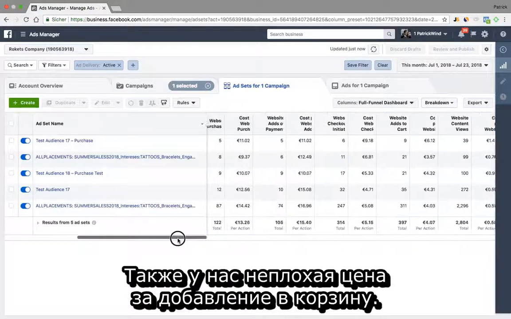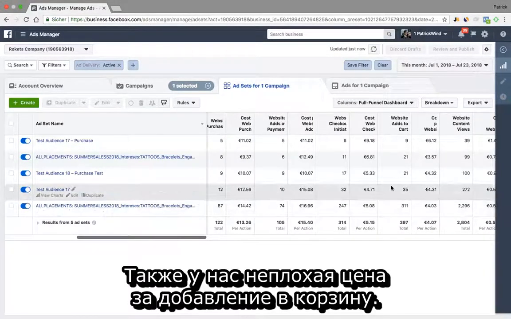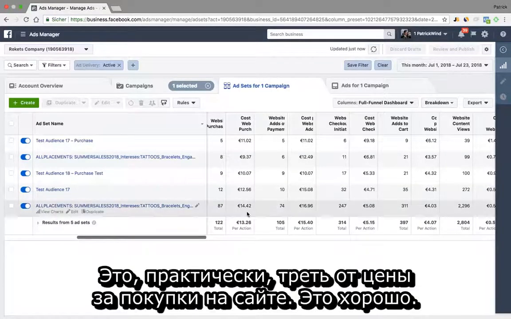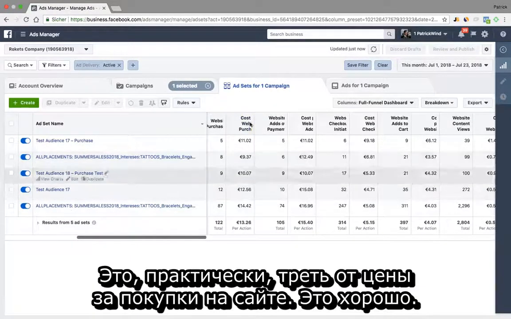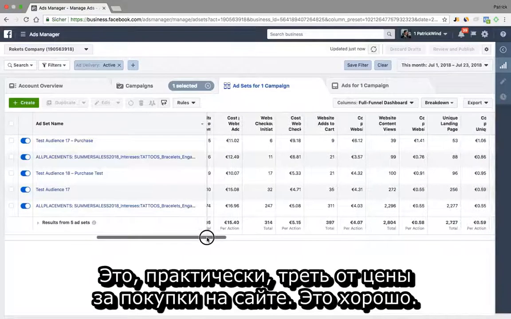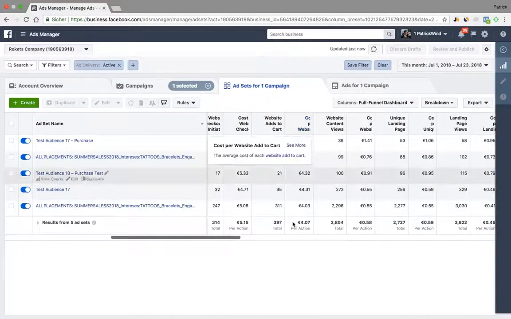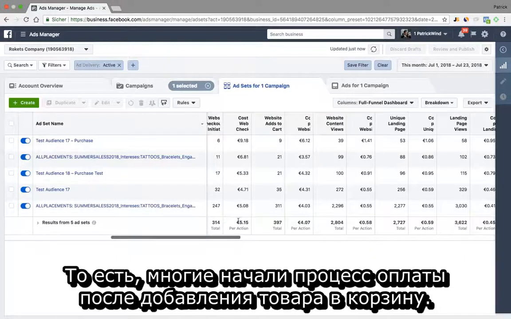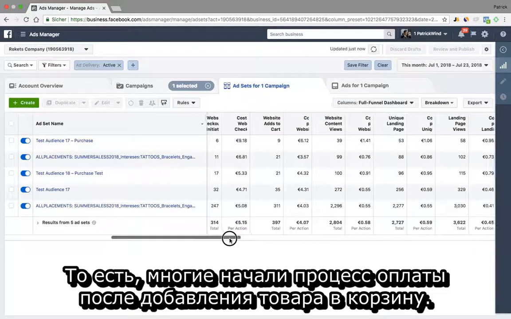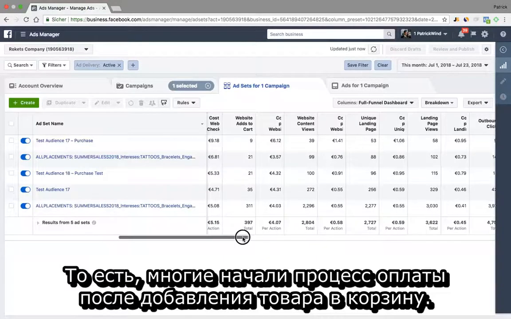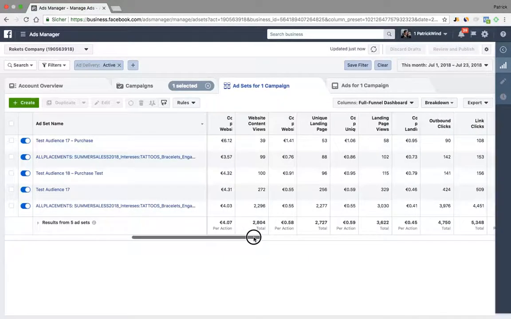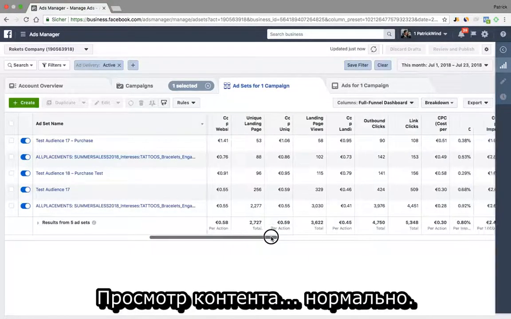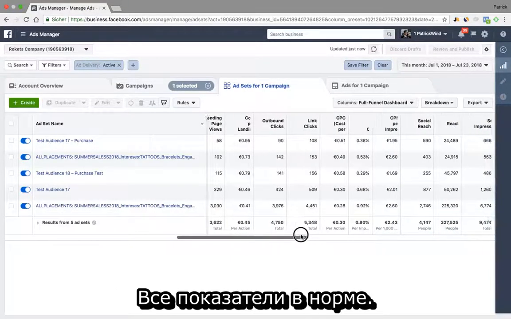Also, our cost per website checkout is pretty good. It's like a third of what our cost per website purchase is. That's good. Add to cart to purchase, actually pretty good. So many people actually initiate the payment process after they have added to the shopping cart. Content views, okay, so all of the numbers are good.